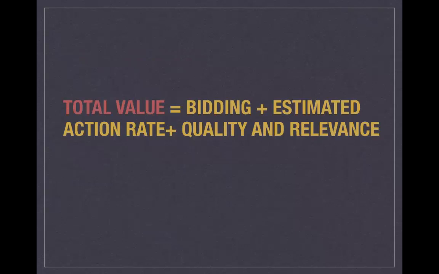So now we understand that the total value is your bid plus estimated action rate plus quality and relevance. On the basis of all these three, Facebook decides the total value of your ad, and if the total value of your ad is high, then your ad will be seen by the most people, and the cost of the ad will be less.